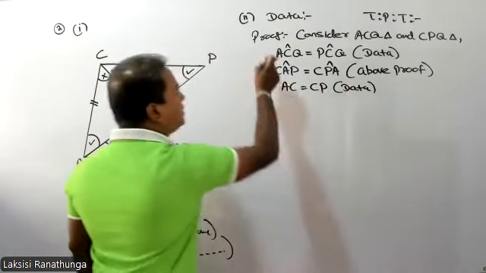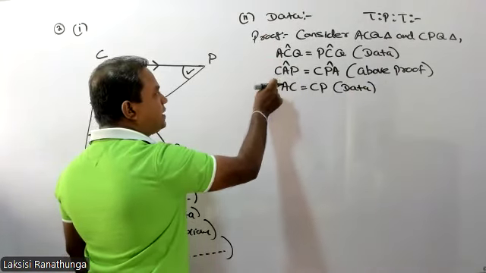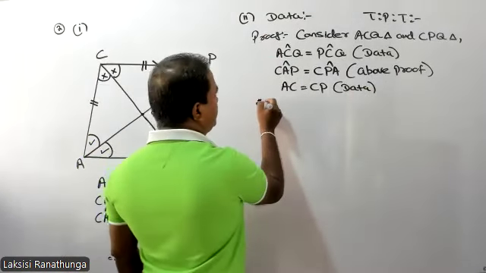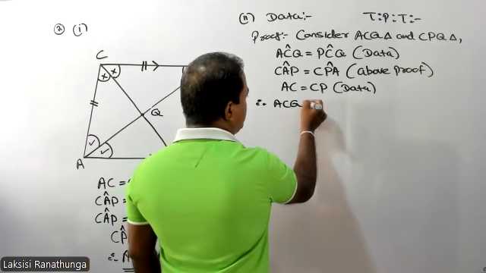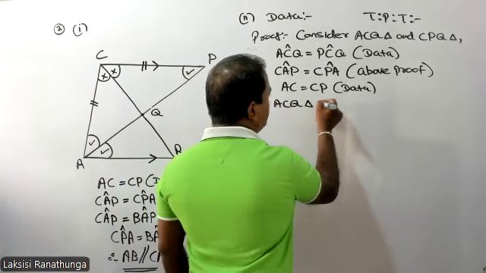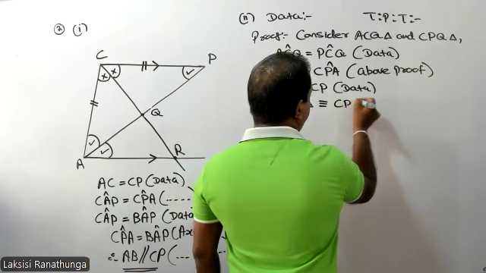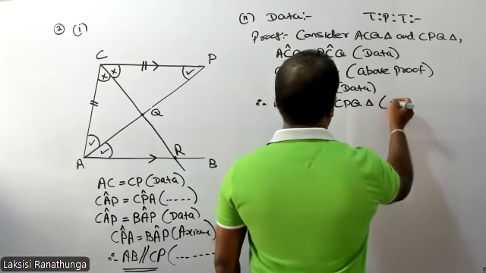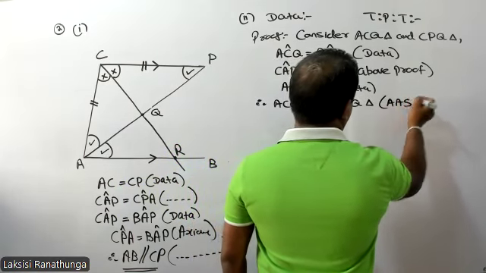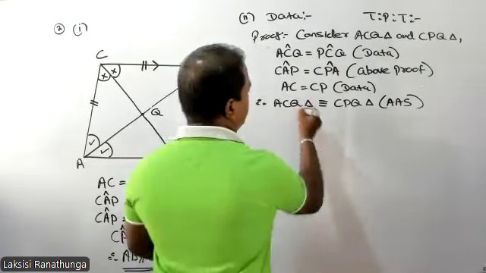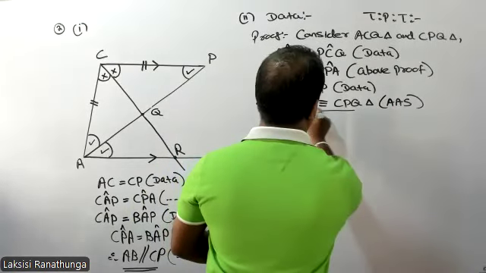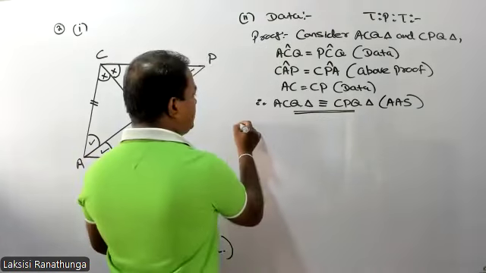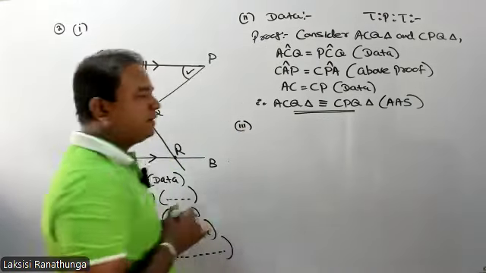Data. So angle side, AAS case. Therefore, triangle ACQ is congruent to triangle CPQ. Reason: AAS case. Right. Now we prove it. Then question number 3.